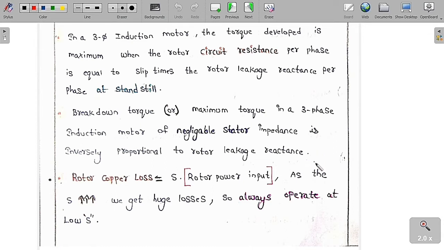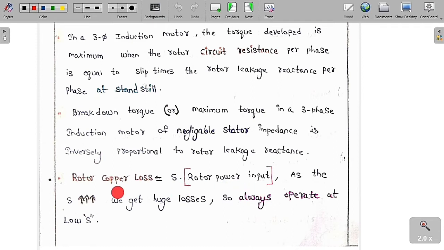So maximum torque is equal to 180 by 2 pi ns into E2 square by 2 into x2. We can see this maximum torque is only dependent upon the rotor reactance. It is independent of the rotor resistance. So maximum torque is also called the breakdown torque. Breakdown torque or maximum torque in a three-phase induction motor of negligible stator impedance is inversely proportional to the rotor leakage reactance. Rotor copper loss is equal to S times the rotor power input.